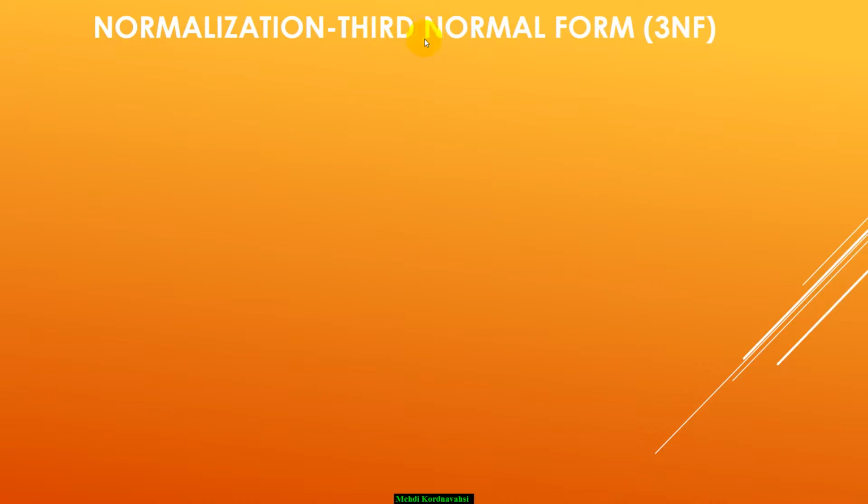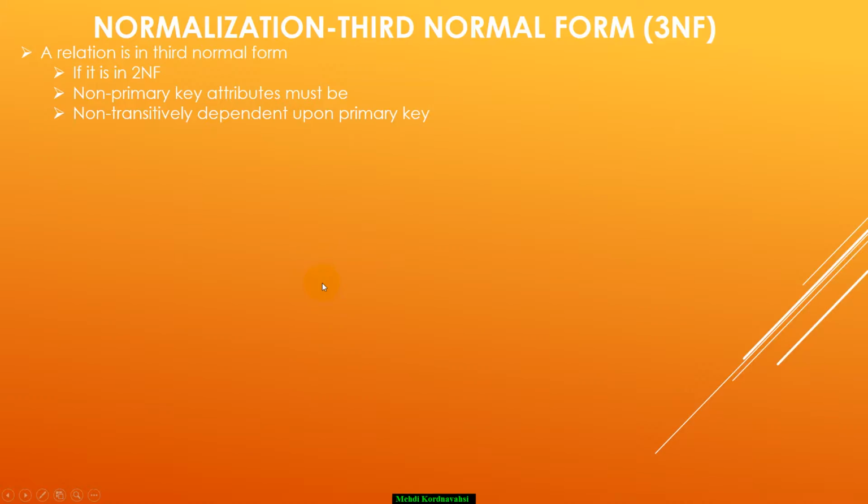And it is the third normal form, or 3NF. A relation is in third normal form if it is in 2NF and non-primary key attributes are non-transitively dependent upon primary key attributes. In other words, a relation is in 3NF if it is in 2NF and has no transitive dependency.